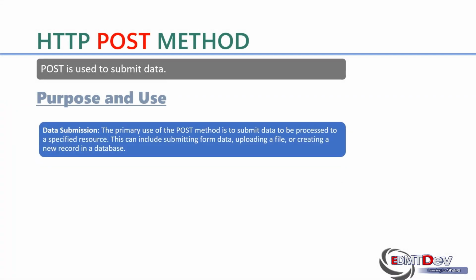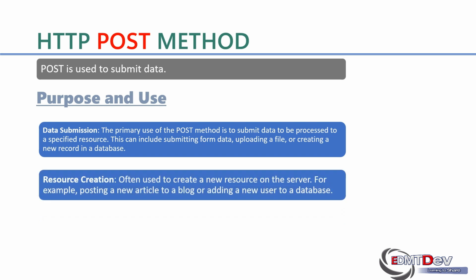Data submission. The primary use of the POST method is to submit data to be processed to a specified resource. This can include submitting form data, uploading a file, or creating a new record in a database. Resource creation. Often used to create a new resource on the server. For example, posting a new article to a blog or adding a new user to a database.